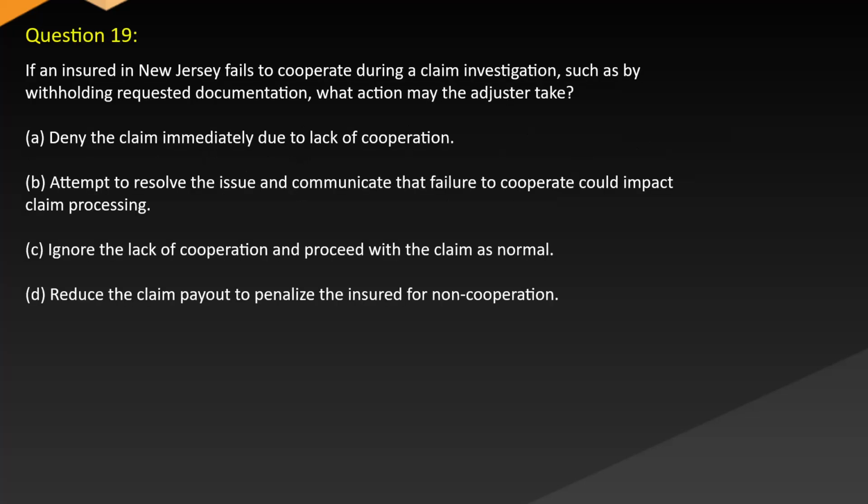Question 19. If an insured in New Jersey fails to cooperate during a claim investigation, such as by withholding requested documentation, what action may the adjuster take? A. Deny the claim immediately due to lack of cooperation. B. Attempt to resolve the issue and communicate that failure to cooperate could impact claim processing. C. Ignore the lack of cooperation and proceed with the claim as normal. D. Reduce the claim payout to penalize the insured for non-cooperation.